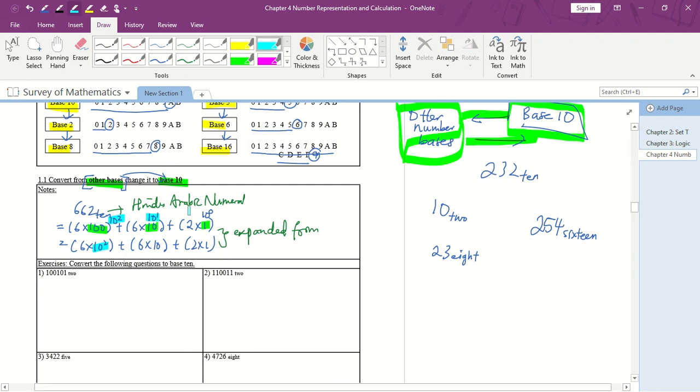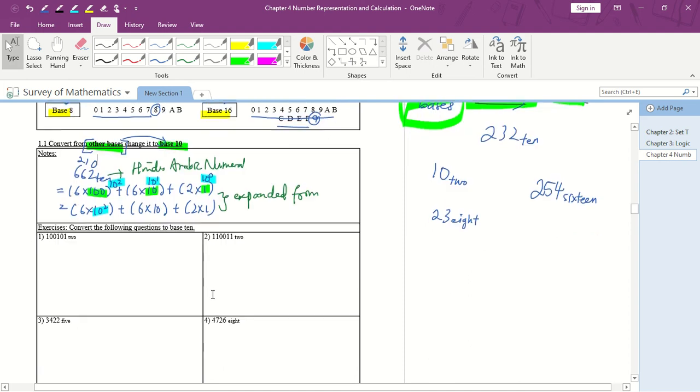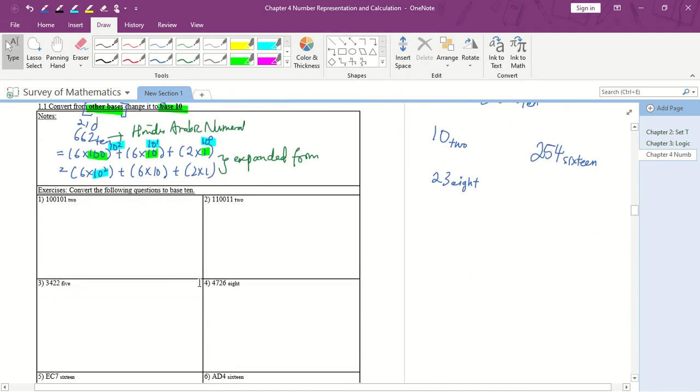So we always remember when the number is given here, 662, just remember this is 0, this is 1, this is 2. That's why it becomes 10 to the power of 2, 10 to the power of 1, 10 to the power of 0, which is equal to 1. If you are still not able to understand, it's okay. We'll try the questions and you get the idea. So look at here. The question given here is 1001 base 2. Let me just write it bigger here.